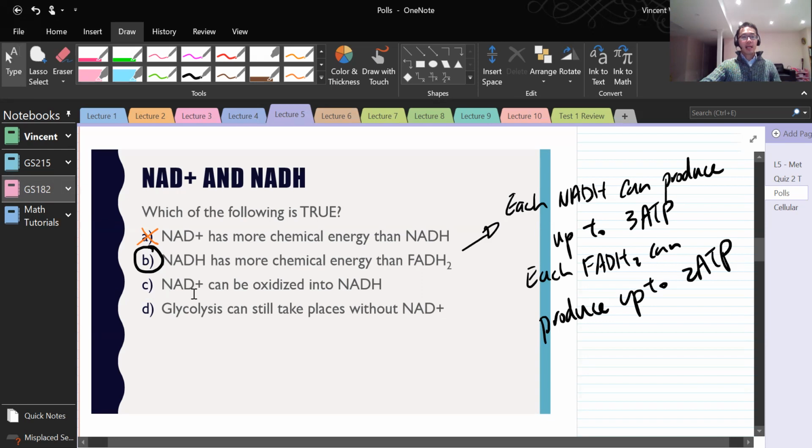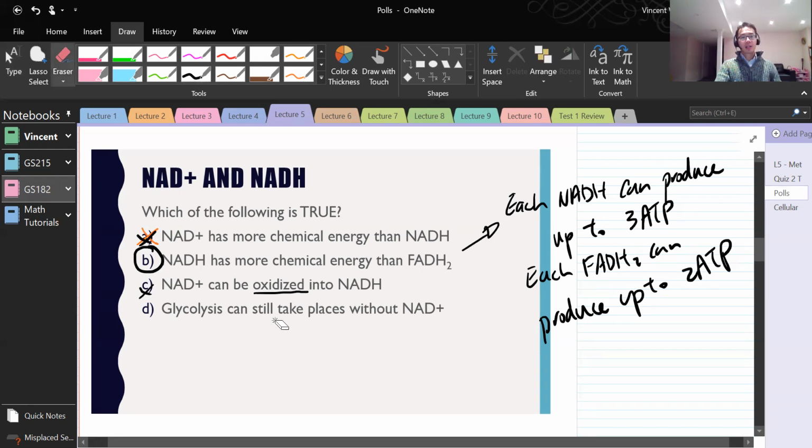Okay, part C, NAD plus can be oxidized into NADH. At first glance, this might seem correct, right? NAD plus becoming NADH, but you have to think about how it becomes NADH. In order to become NADH, it needs to pick up an electron, and by picking up an electron, it is going to be reduced and not oxidized. That's why this is not the answer.